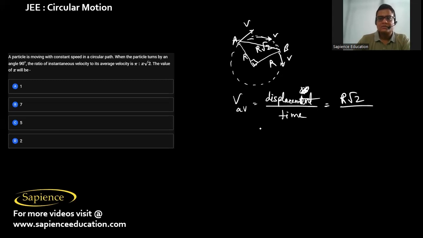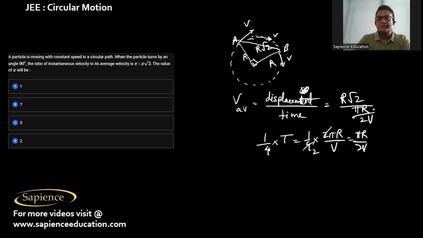So this is 1/4 rotation. So this is 1/4 of the time period, that is 2 pi r by v. So this is 2 to the 4, so this is pi r by 2v. So v average will be displacement over the time, this is pi r by 2v. So r will cancel. So this is coming 2 root 2 v by pi.